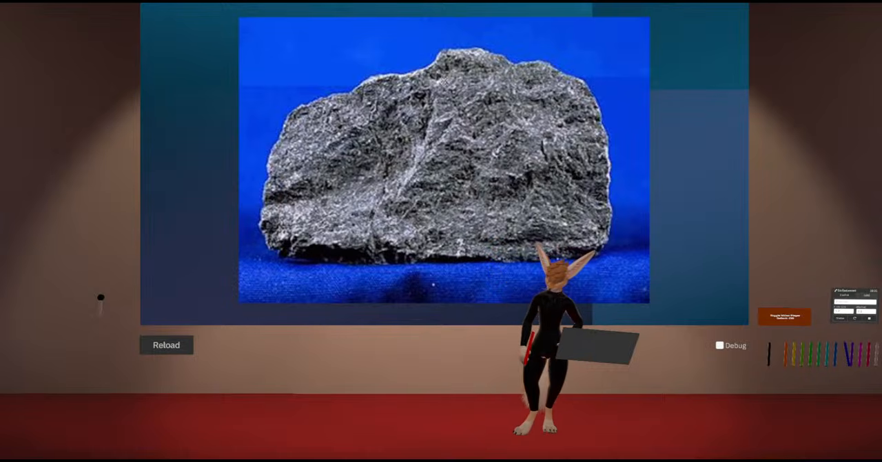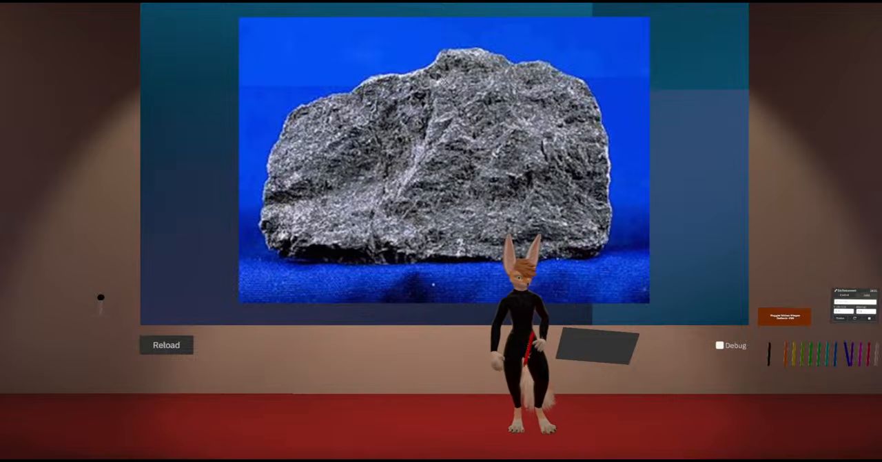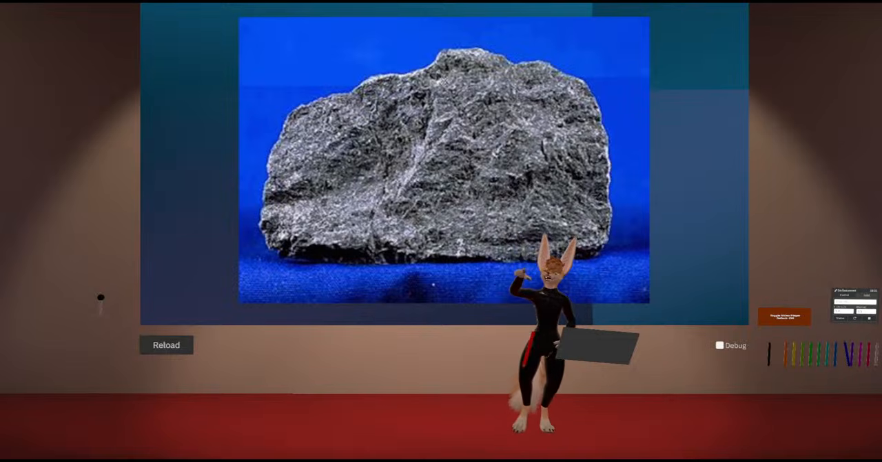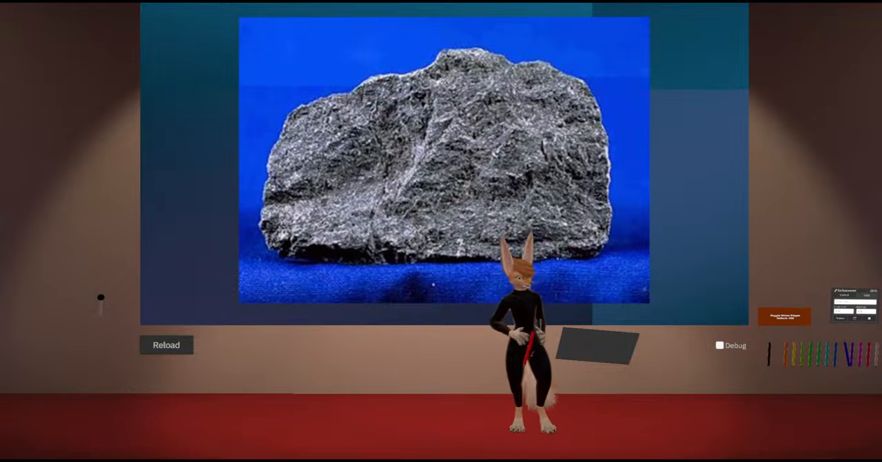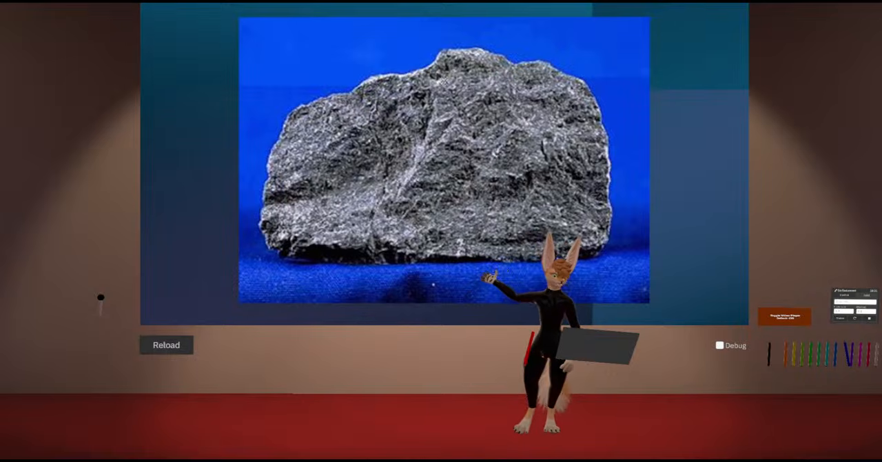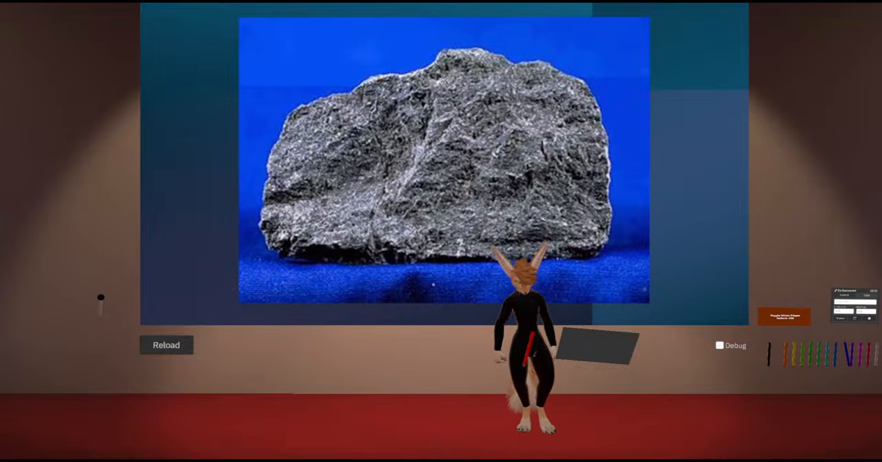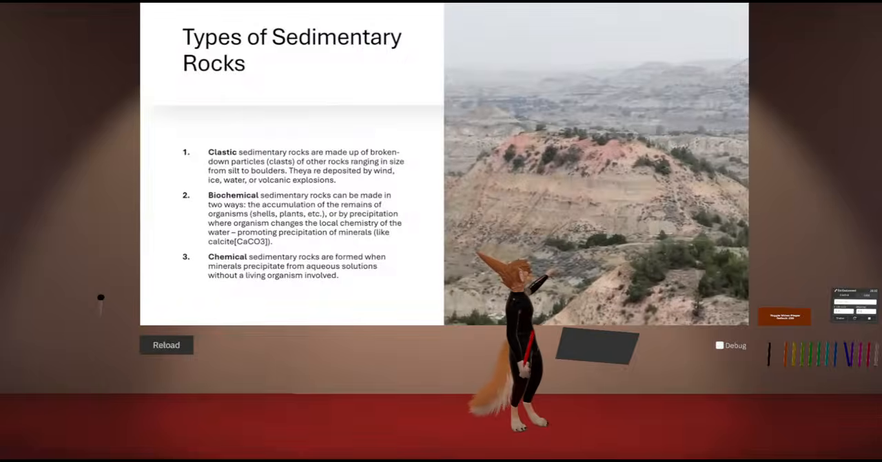Let's try this one. Basalt? This is our last one. Someone said basalt. It's a very rock-looking rock. It's the most rock-looking rock I've ever seen. That's a rock right there. I swear, basalt is the most rock you're ever gonna see. And he rocked that answer, man.